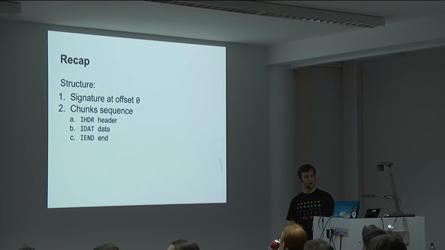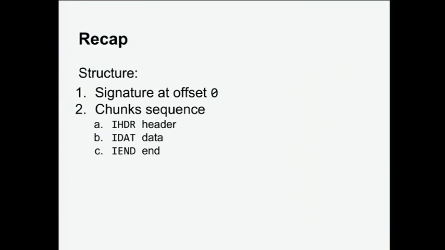So a recap on the PNG file format: signature at offset 0, then a sequence of chunks, in our case header, data, and end. And the end is always strictly the same. It's empty, but the type is fixed, IEND.